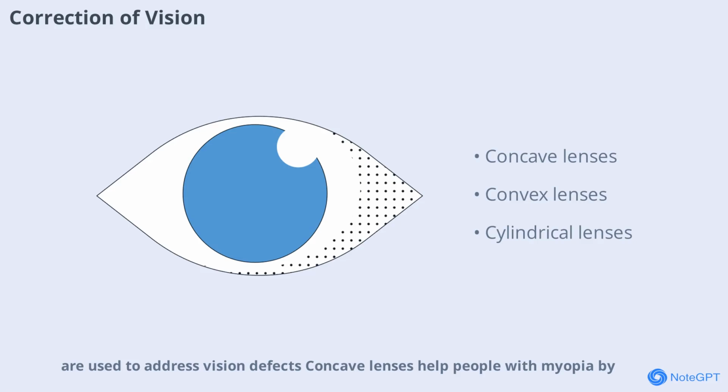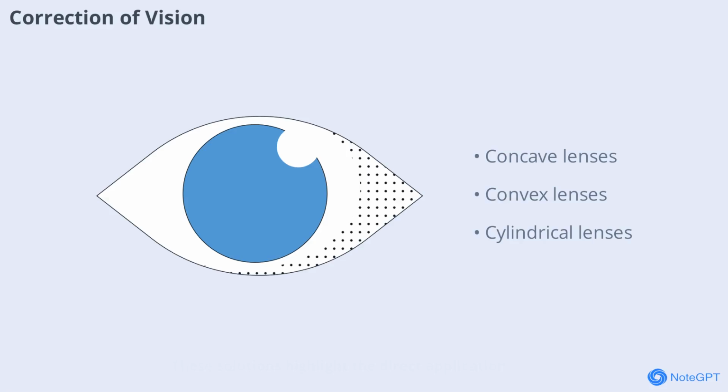Concave lenses help people with myopia by diverging light rays before they enter the eye, while convex lenses converge light rays for those with hypermetropia. Astigmatism is corrected using cylindrical lenses. These solutions highlight the direct application of ray optics principles in healthcare.